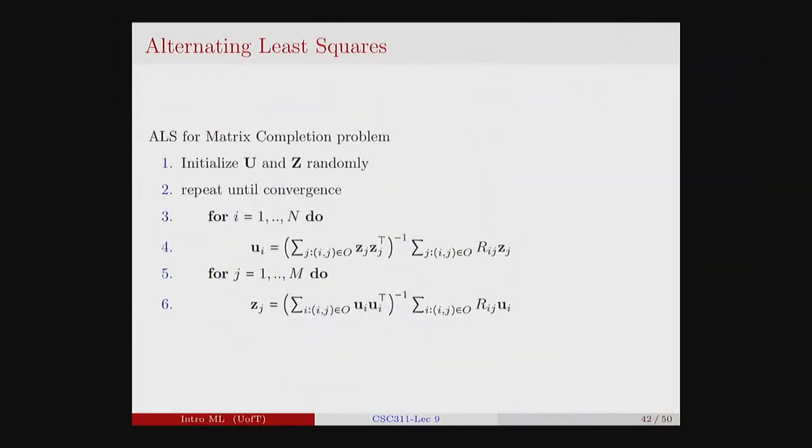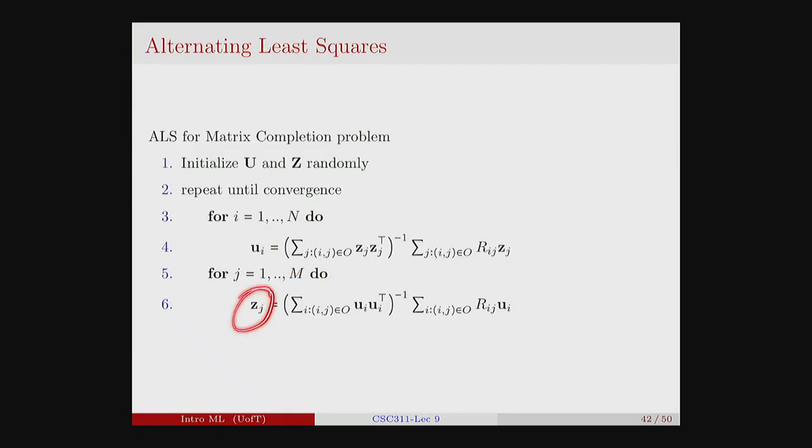And so the alternating least squares for the matrix completion problem is basically: initialize U and Z randomly. So these are your two factors for your matrix. And then you're going to repeat until convergence. So the first thing that you'll do is solve for u_i for each of the i's. So for each of the rows over your n users, you'll find what the optimal choice of u_i would be, keeping the random choice of the Z matrix fixed.